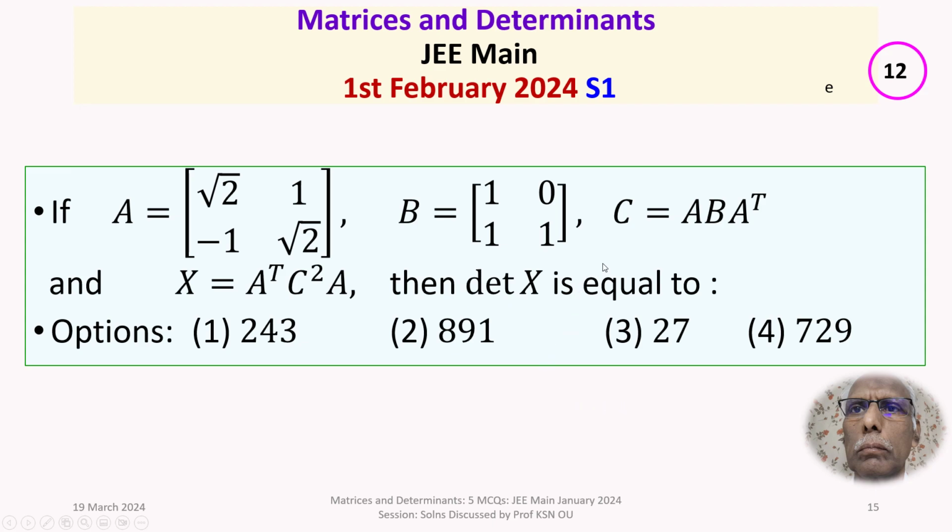It is a pretty easy question based on the properties of determinants. And in all these 5 questions what I have discussed now, all of them are based on concepts of determinants and determinant methods for system of non-homogeneous linear equations. Okay, A is this 2 by 2 matrix, B is this 2 by 2 matrix, C is given to be A B A transpose, X is equal to A transpose C square A, required to find the determinant of X.